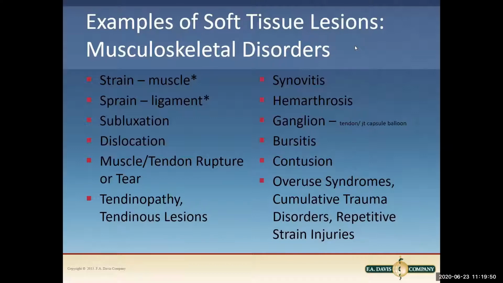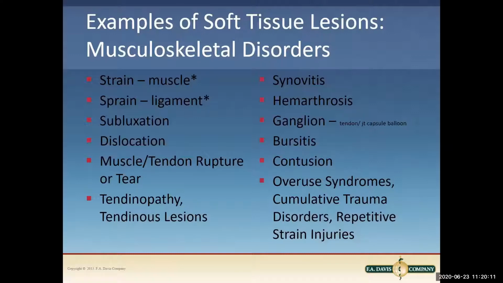But this is where it balloons with fluid due to swelling, right? And that can compress on the nerve especially. Bursitis is inflammation of the bursa. Contusion is a nice way of saying a what? A bump or a bruise, exactly.